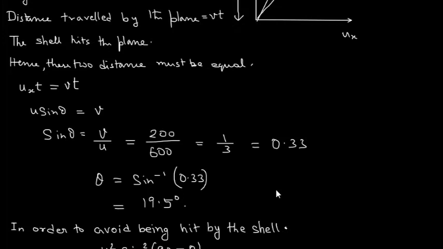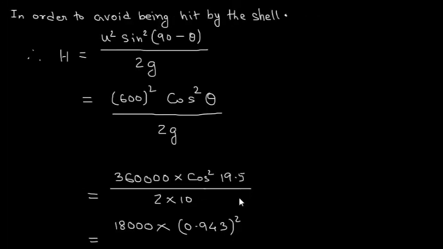u sine theta is equal to v. Sine theta is equal to v upon u, which is equal to 200 upon 600, which is equal to 1 by 3 is equal to 0.33. Theta is equal to sine inverse 0.33 is equal to 19.5 degree.